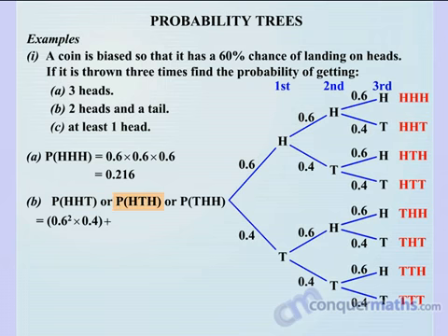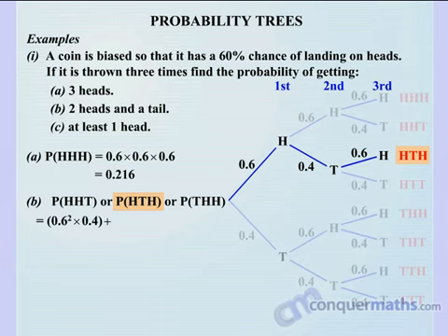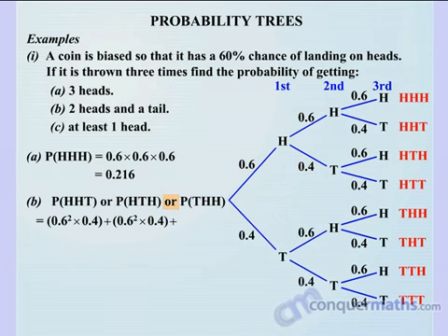Now let's consider this scenario, head, tail, head. Well, how do we get there? Let's look at that. Those 3 branches lead us on the way. The 0.6 occurs twice again with the 0.4, so we can multiply again 0.6 squared times the 0.4. Now the word or again, let's add. Then the other way we can get is 2 heads and a tail.